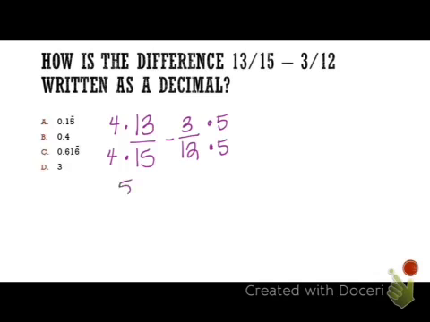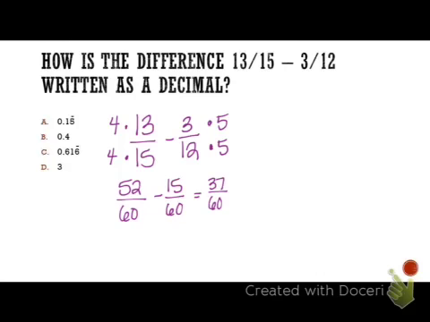leaves you with 52/60 minus 15/60. Now you just subtract your numerators, and 52 minus 15 is 37.